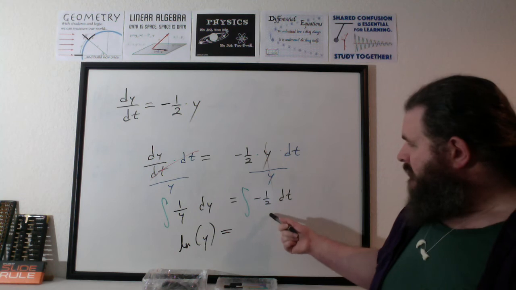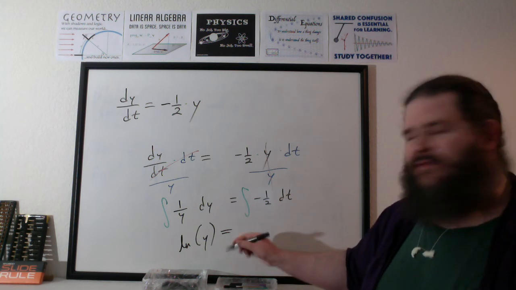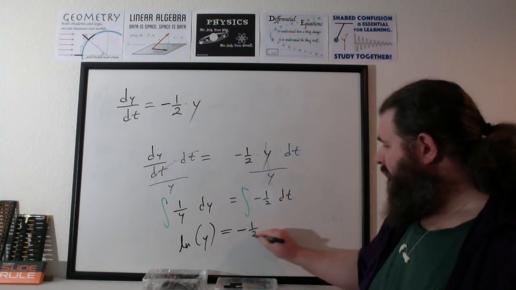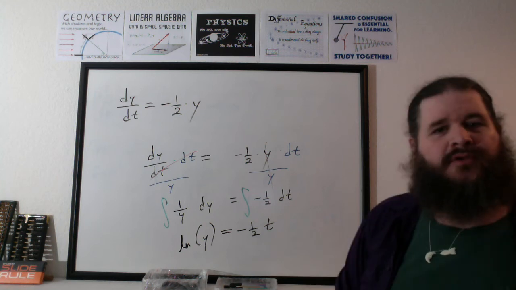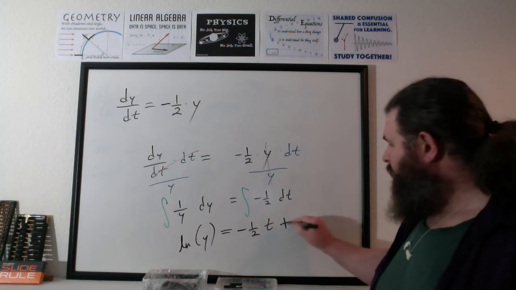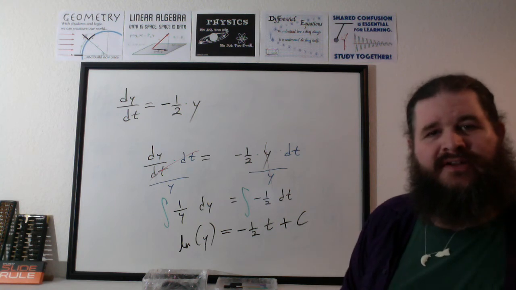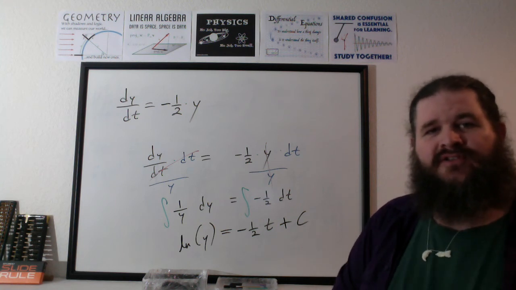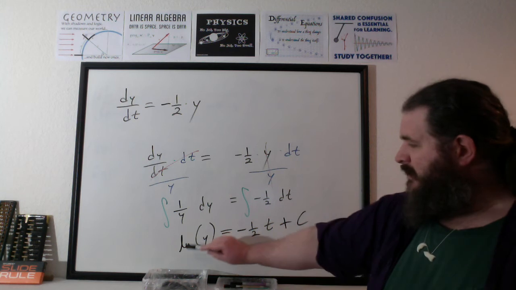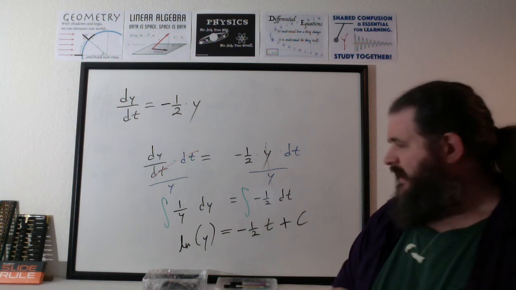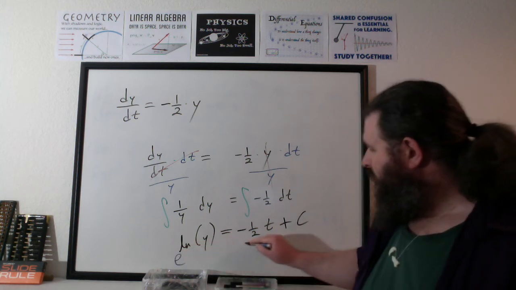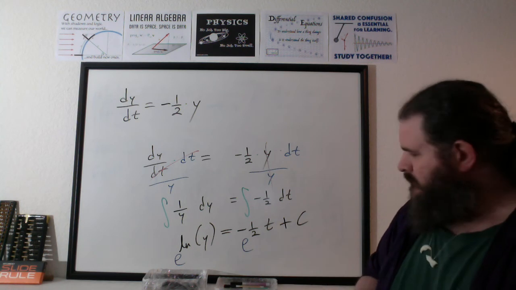Equals, and then on the right side, negative 1/2 is a constant, so the integral is just negative 1/2 t. Also, since we're looking for all possible solutions, we want to include plus a constant. At this stage, we've gotten rid of all the derivatives. This is no longer a differential equation, it's just an algebraic equation, and we can get rid of the logarithm by exponentiating. E to the power of the left side equals e to the power of the right side.